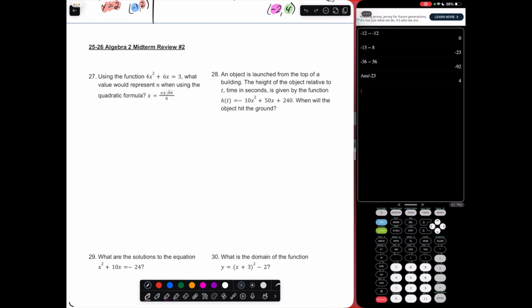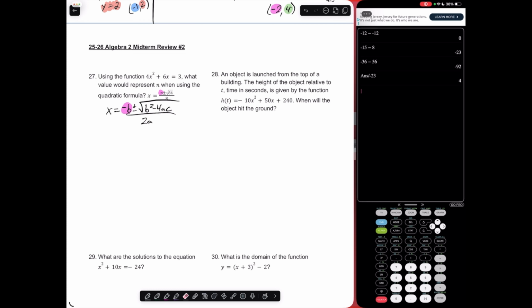Using the function 4x squared plus 6x equals 3, what value would represent n when using the quadratic formula? All right, so the quadratic formula is negative b plus or minus the square root of b squared minus 4ac over 2a. We are concerned with this n piece right here. So this is what we want to focus on. For our problem, a is 4, b is 6, c is, oh, this 3 should be moved over. So let's do that.